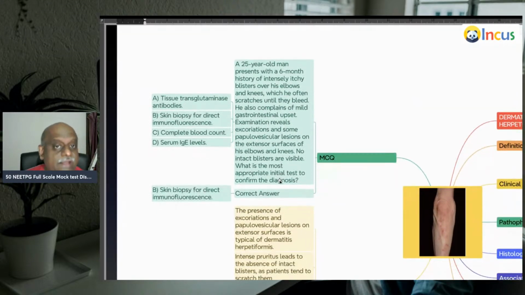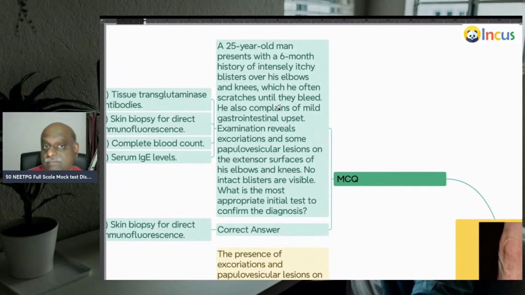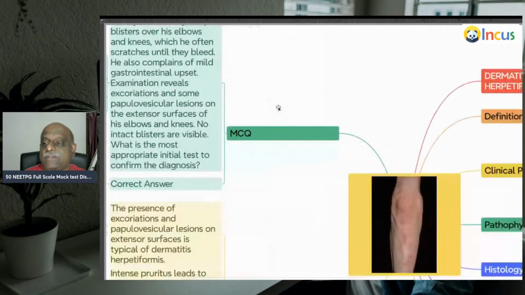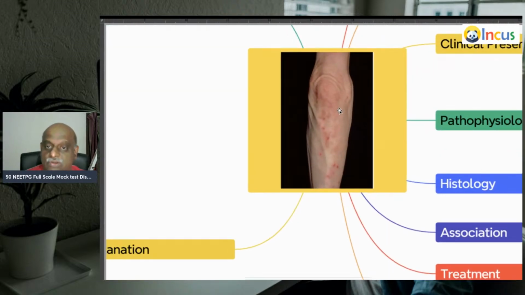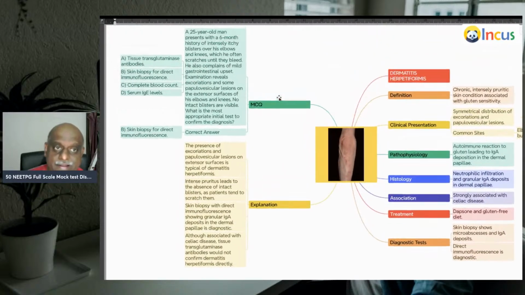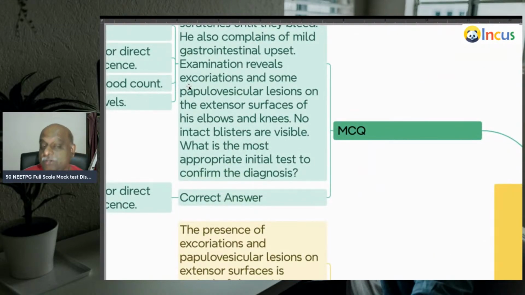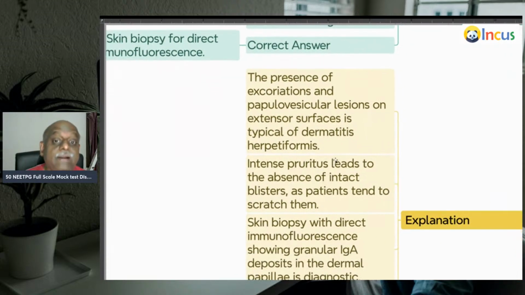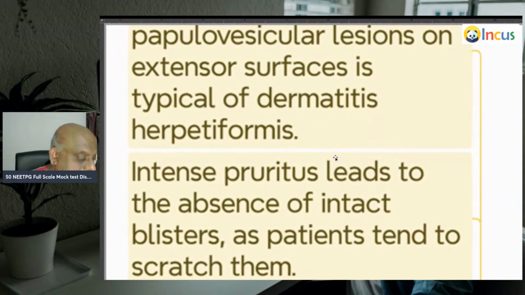Now, a 25-year-old man presents with a 6-month history of intensely itchy blisters on his elbow. This is what you are able to see on the elbow. They're very itchy. Excoriations, papulovesicular lesions on the extensor surface of the elbows and knees. No intact blisters are visible. All this is pointing towards dermatitis herpetiformis as the diagnosis, doctor.